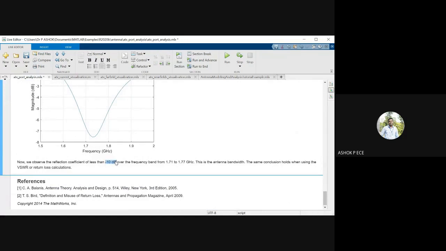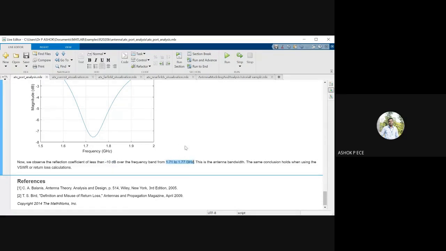-10 dB is a really very good number. Reflection coefficient, if it is negative, means that the amount of signal reflected back is going to be very, very less. Okay, that is very good. So this antenna has a bandwidth of 1.71 to 1.77. It is going to work well.